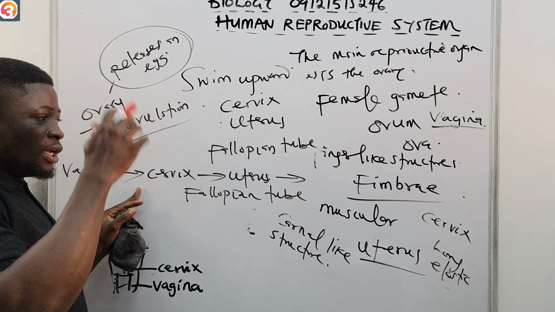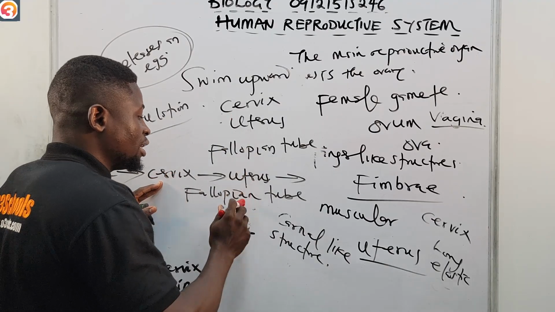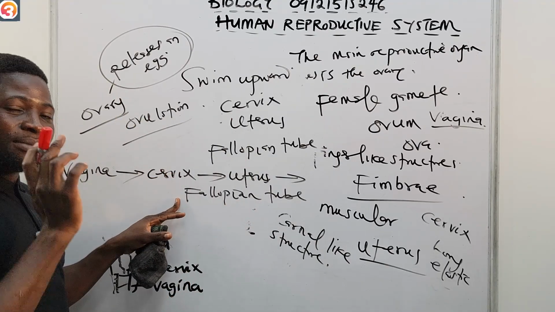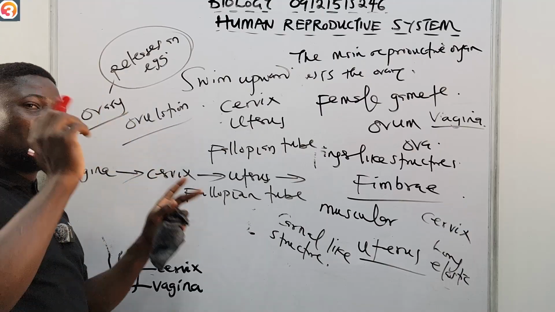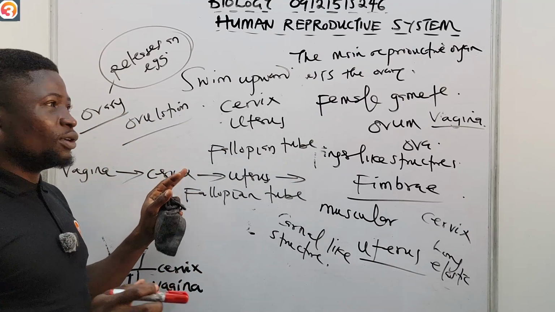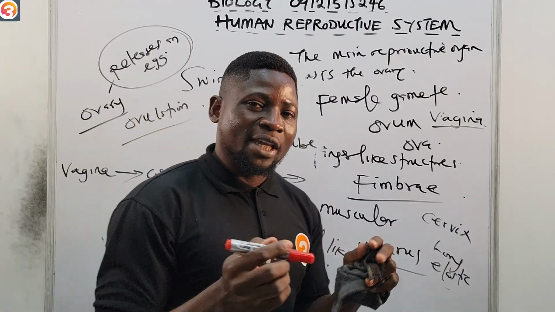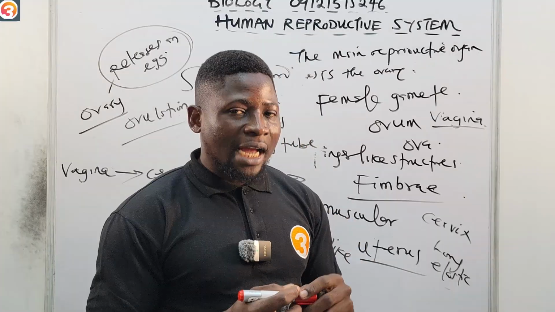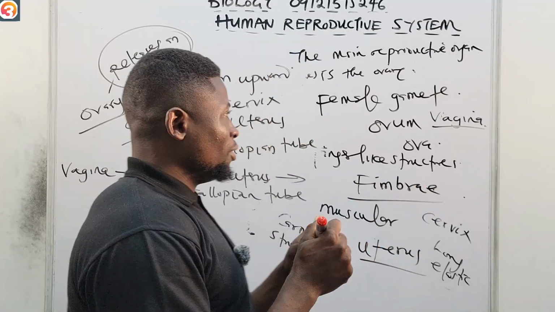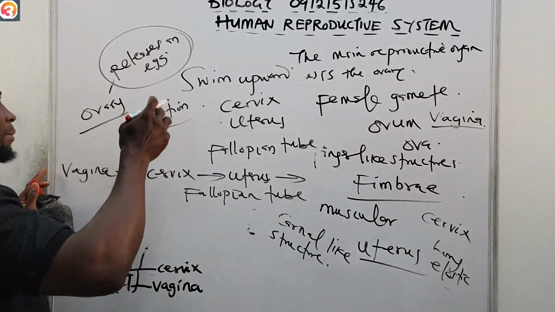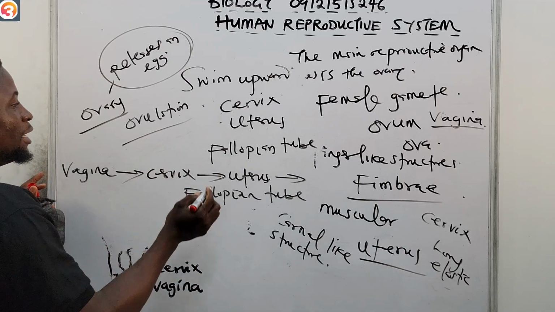Okay, so once the sperm swim through the cervix to the uterus to the fallopian tube, and about the same time, the ovary also releases an egg, what will happen is the egg also will swim to the fallopian tube. And then what happens in the fallopian tube? The sperm and the egg are already in the fallopian tube now.